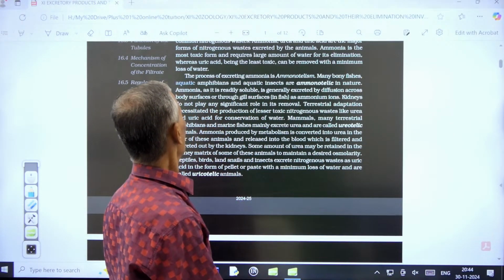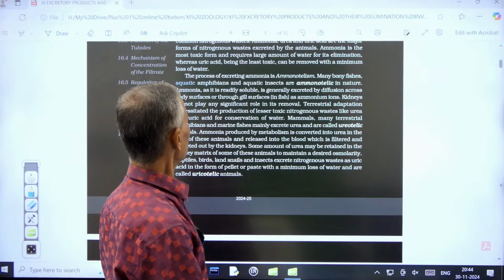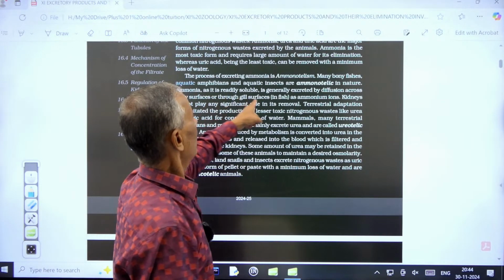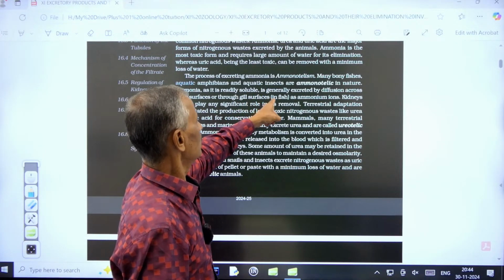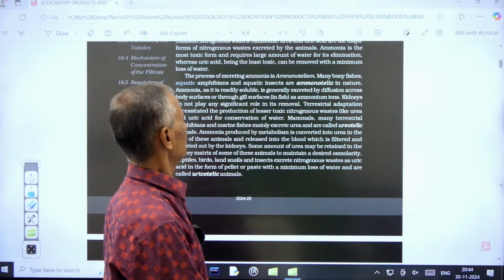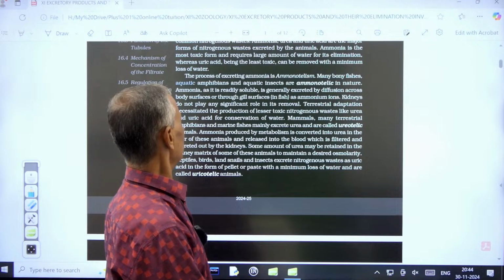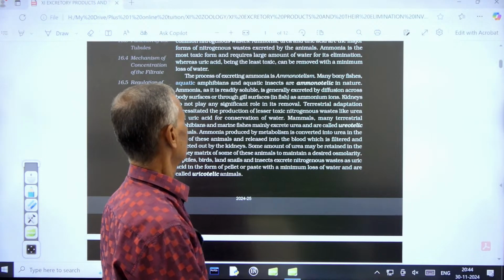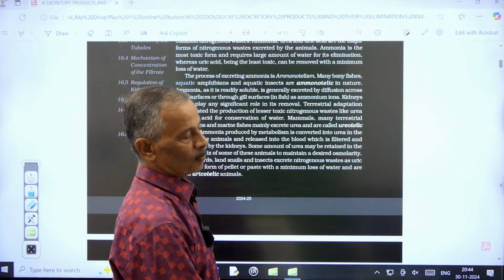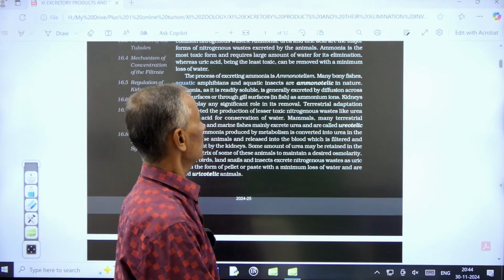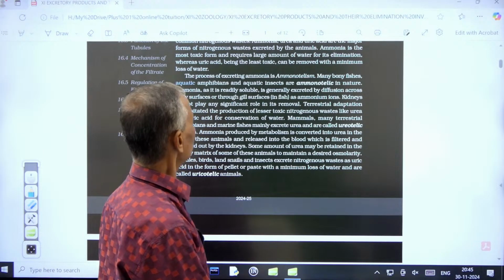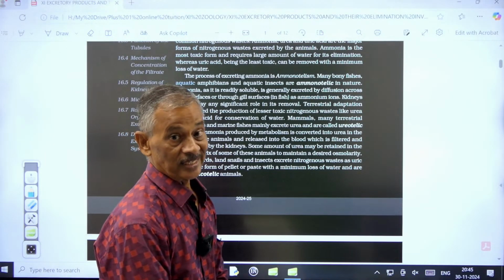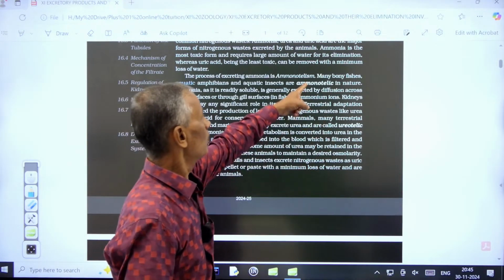So, it is through the general body surface or through the gill surface that the ammonia, which is highly soluble, is excreted. It is either through the general body surface or through the gill surface as ammonium ions. And since ammonia is sent out through the gill surfaces, kidneys are not playing any significant role for excretion in fishes, especially bony fishes.